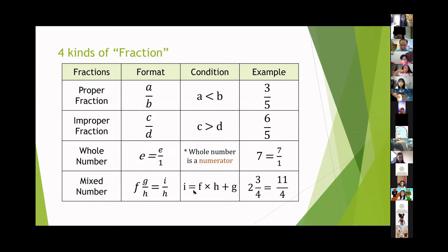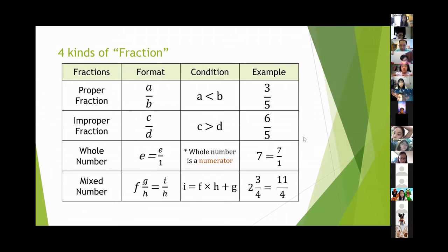So the method is I equals F times H plus G. Wow, so complicated. We have an example, 2 and 3 over 4. It equals something over 4. What is the number? 2 times 4, which is 8. 8 plus 3 will be 11. So 11 over 4 is the improper fraction form of the mixed number. And especially if we have a mixed number times a mixed number, if we have two mixed numbers multiplied together, it will be trouble. So we have to change them to improper fractions first. This is the fastest method.